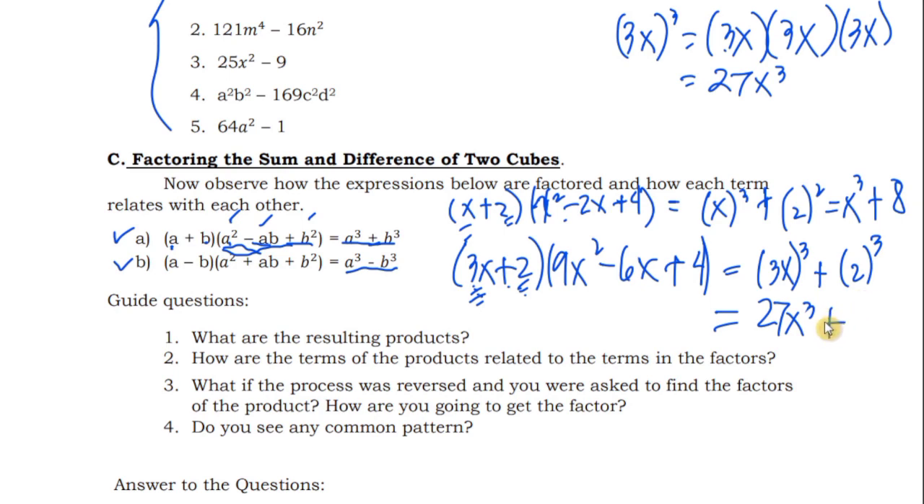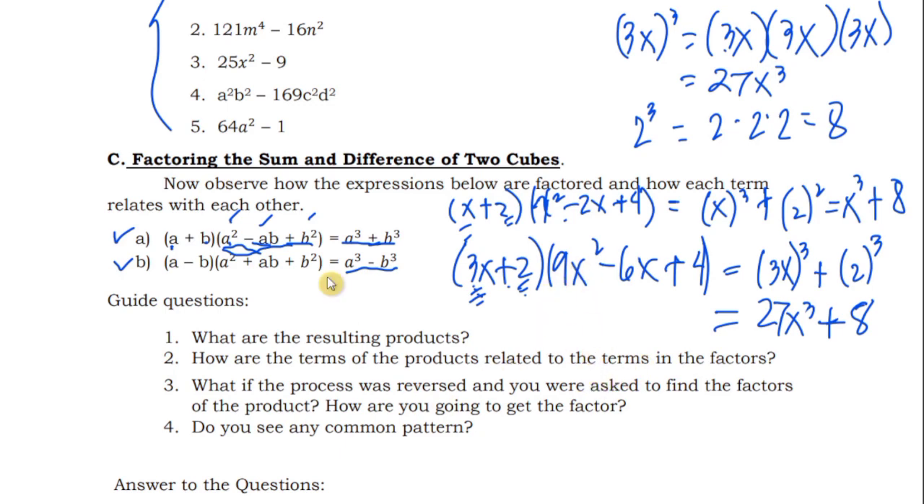Plus the cube of 2, and that is 8, because 2 cubed is just the same as 2 times 2 times 2. That is 8. Okay?